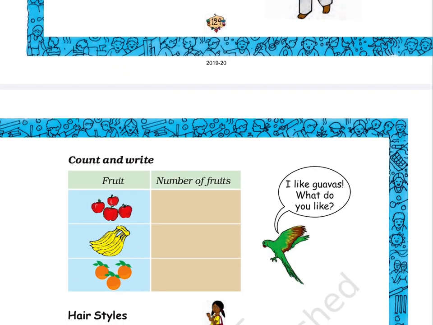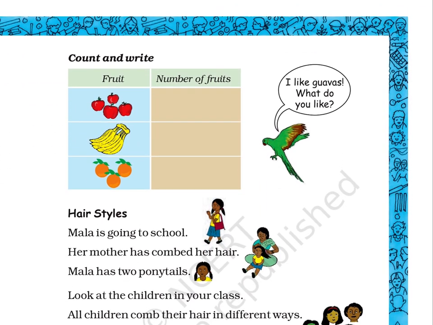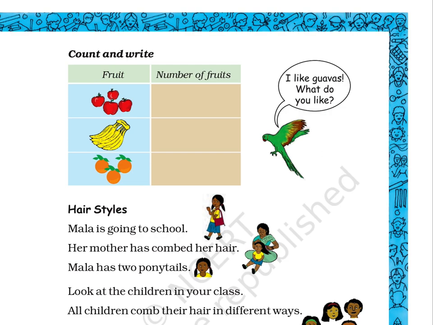Page 125. This page is divided into two parts. Each part has questions based on pictures. In part 1, the fruit seller from previous page continues. Let's begin reading this page.